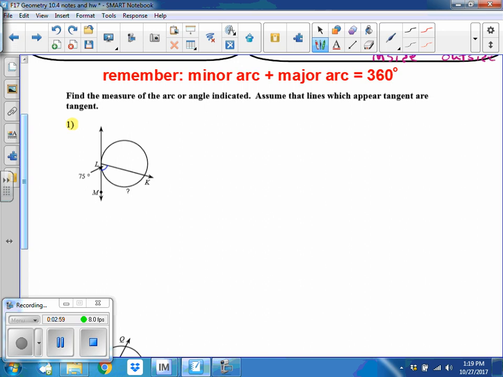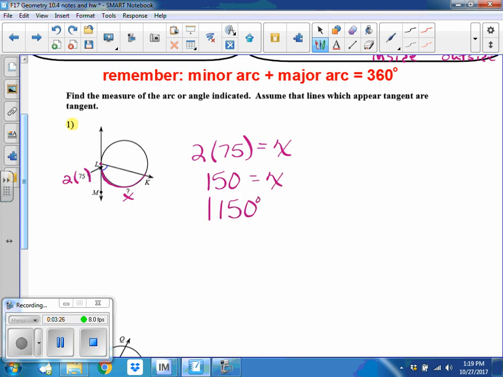So let's look at number 1. It says, find the measure of the arc or angle indicated. In this problem, my question mark is right here, so I will call that X. This vertex is on the circle, so you have to double the angle, and it equals the intercepted arc. So 2 times 75 equals X. 2 times 75 is 150, so X is 150 degrees. The measure of this arc here is 150 degrees.